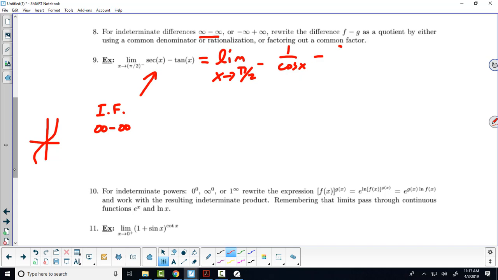Minus the sine of x over the cosine of x. This is all ready to go. It almost came prepackaged to write as a fraction, right? So this gives us the limit as x approaches pi over 2 from the left of 1 minus the sine of x over the cosine of x. Did I make my problem any easier? No. But what?